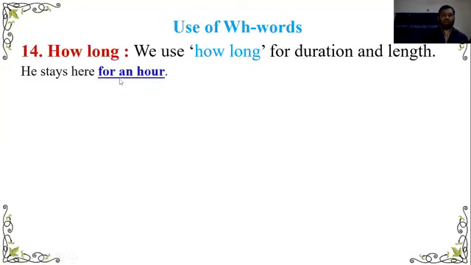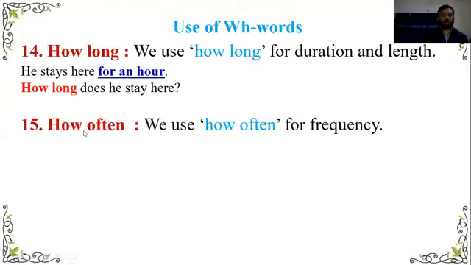He stays here for an hour. For an hour is a duration of time, or for 2 hours, for 3 hours, for 5 hours, like this, or for 3 months, 5 months, for 5 years, like this. Okay, how long does he stay here? So here, how long is used for duration and length.